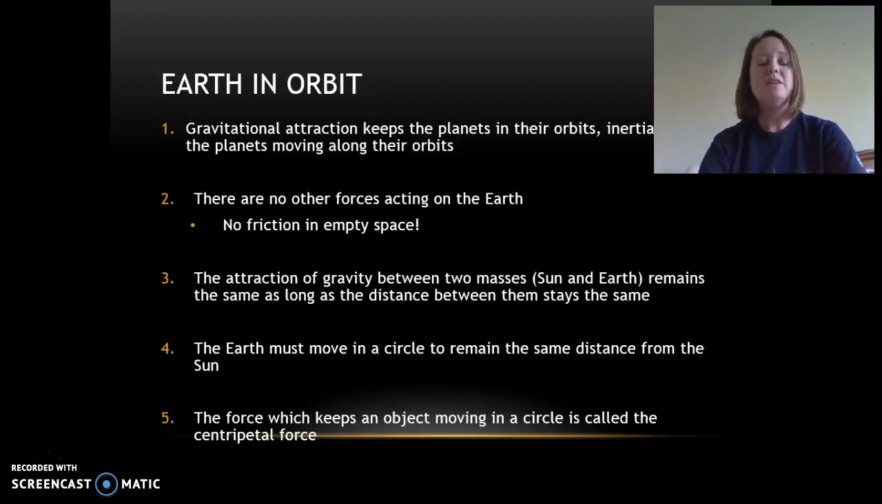The attraction of gravity between two masses, like the sun and the Earth or any other planet and the sun, remains the same as long as the distance between them stays the same. And so the Earth must move in a circle or elliptical shape to keep that same distance from the sun. The force which keeps an object moving in a circle is the centripetal force. If you've ever ridden a roller coaster and gone upside down around that loop, you can actually feel that force. That's what keeps you in the car from falling to the ground.